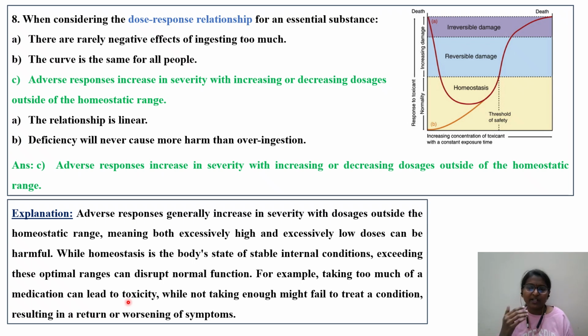Another example we have is ethanol. At lower consumption it is good, but higher consumption, repeated exposure and consuming in large quantities might lead to CNS depression, coma, all those things. While not taking enough might fail to treat a condition, resulting in return or worsening of the symptoms. That's why hormones have this curve, and examples are vitamins, minerals, and hormones. Just try to remember this type of graph. This is the threshold of safety.